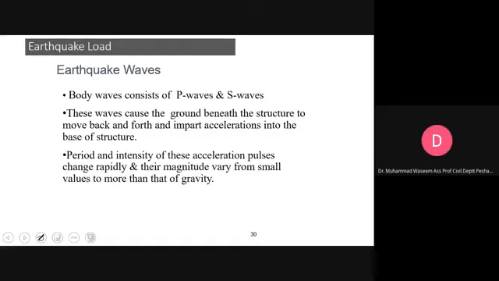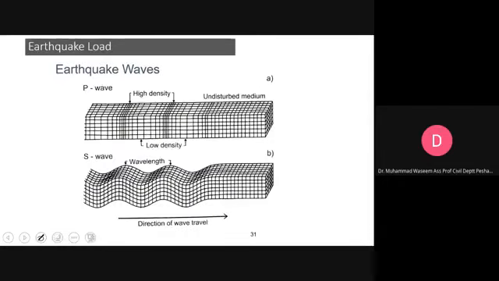Okay. So now this is just a demonstration of these body waves. In the P wave, the movement of the particles of the material through which it is passing will be parallel to the direction of wave propagation. The material will be moving in this direction, and the wave is also traveling in this direction. In case of the S wave, the wave is traveling in this direction, but the movement of the particle will be in the vertical direction.